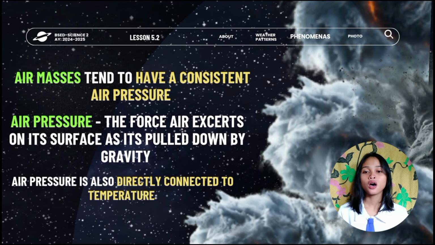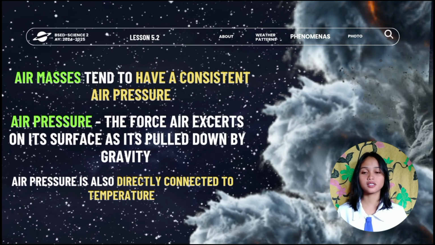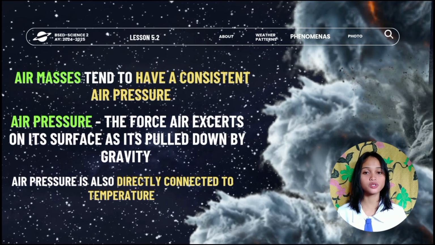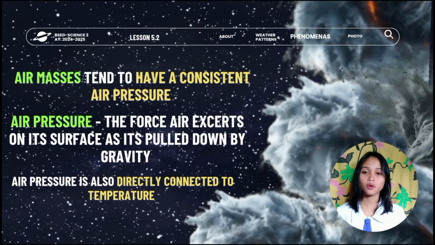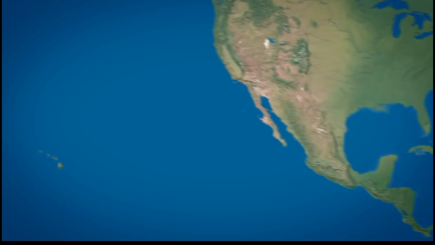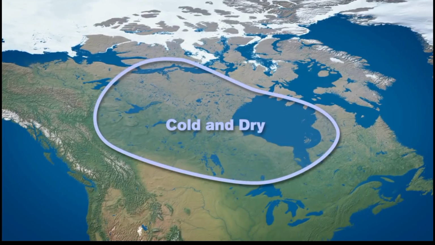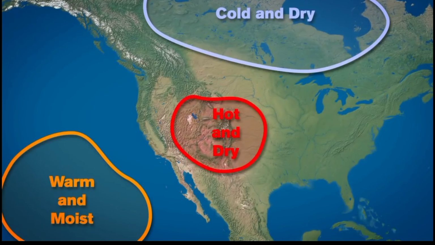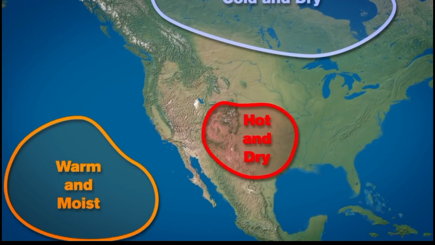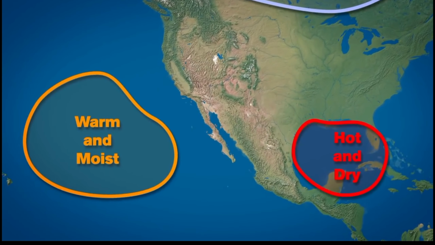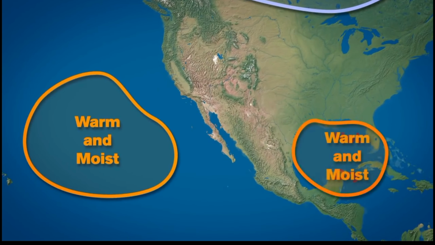Air masses also tend to have consistent air pressure. Air pressure is the force air exerts on Earth's surface as it is pulled down by gravity. Air pressure is also directly connected to temperature. The area over which an air mass originates is what provides its characteristics. The longer it stays over its source region, the more likely it will acquire the properties of the surface below.